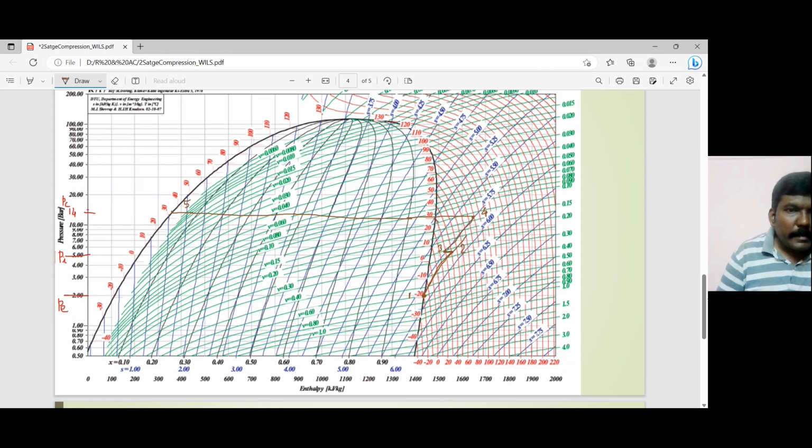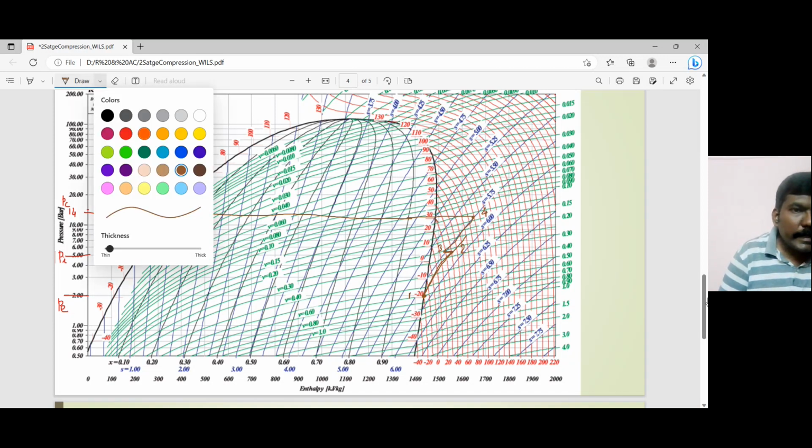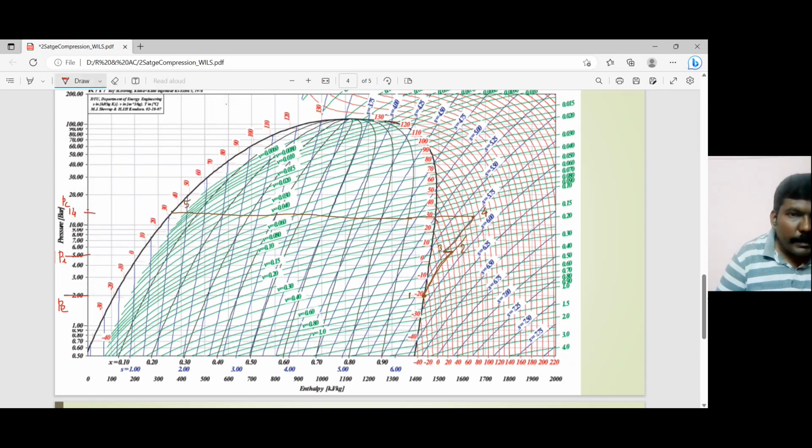Okay. And then here you have the 30 degrees centigrade line. So let me show that in red over here. So this is my 30 degrees centigrade line, and it is supposed to be a vertical line from here.